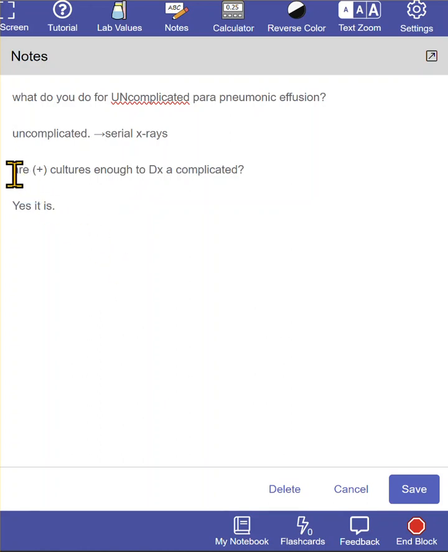So what if the cultures are positive? Are positive cultures enough to diagnose a complicated effusion? The answer is yes, it is. So what do you do if it's complicated, right? Well, you want to drain and give antibiotics.